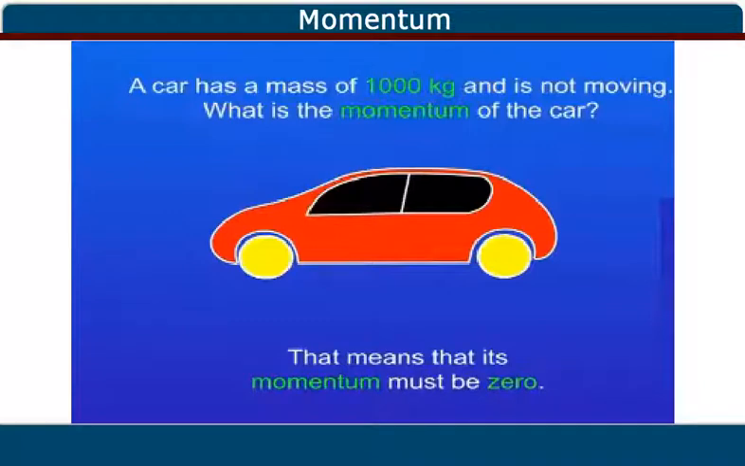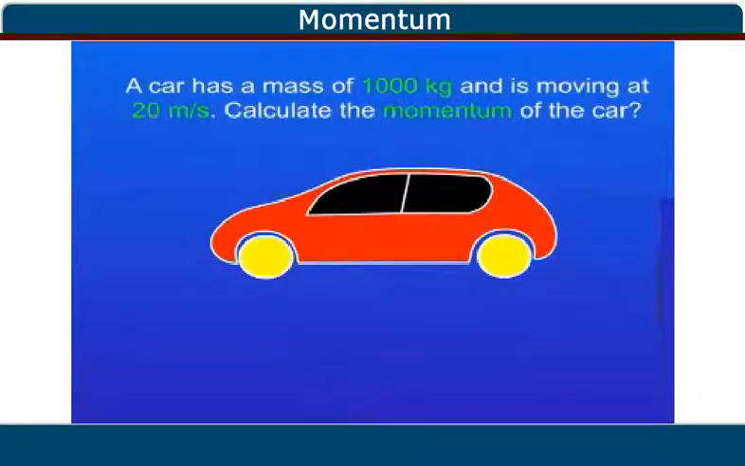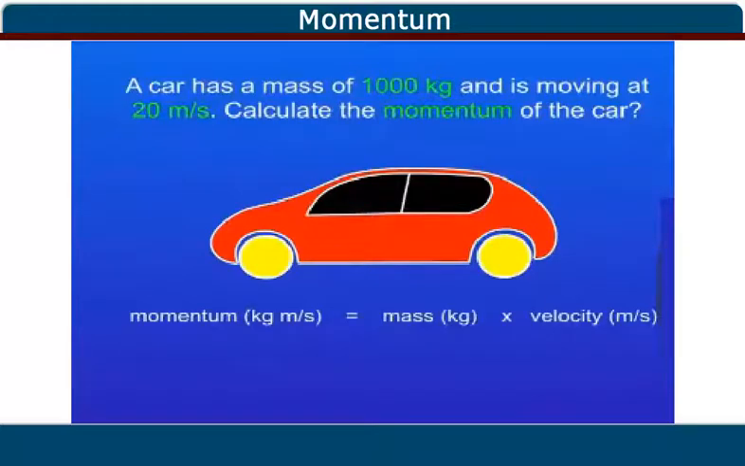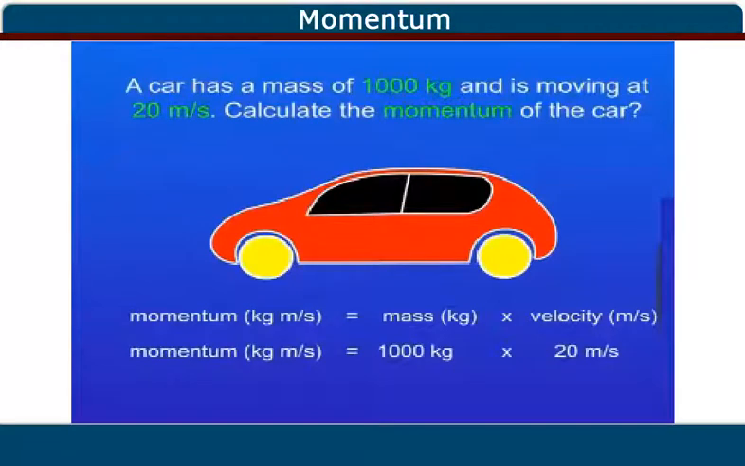Here's another one. A car has a mass of 1,000 kilograms and is moving at 20 meters per second. You may pause the video at this time while you calculate the momentum of the car. In this case, the car is moving, so it must have momentum. Remember, momentum is mass times velocity, and the mass is 1,000 kilograms, and the velocity is 20 meters per second. Therefore, the momentum is 20,000 kilogram meters per second.